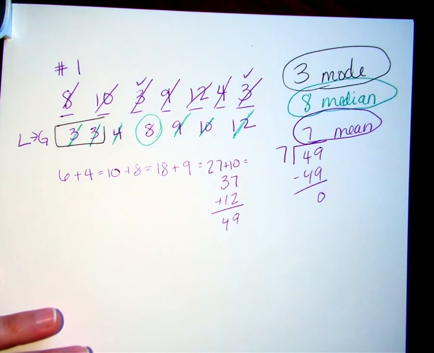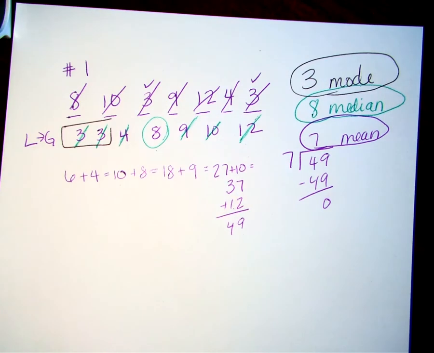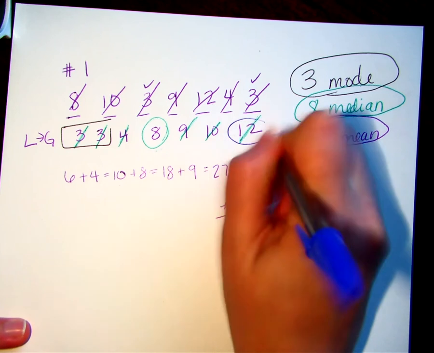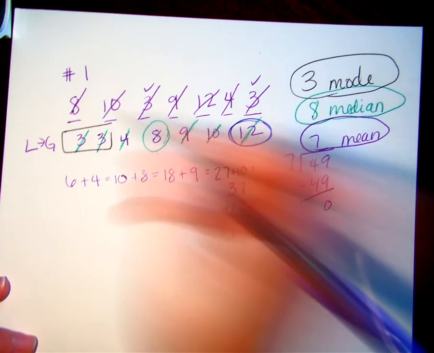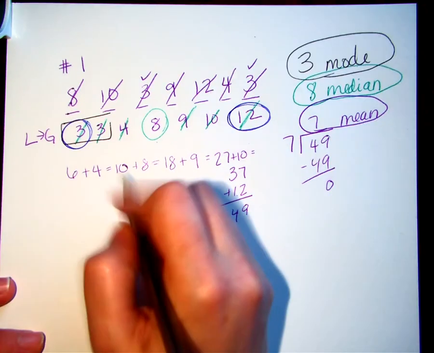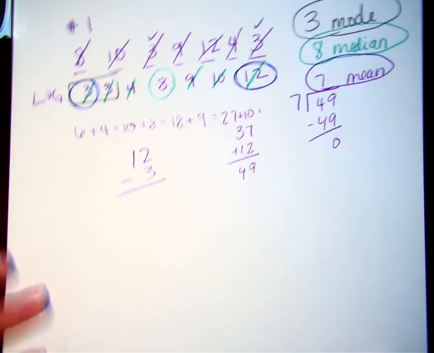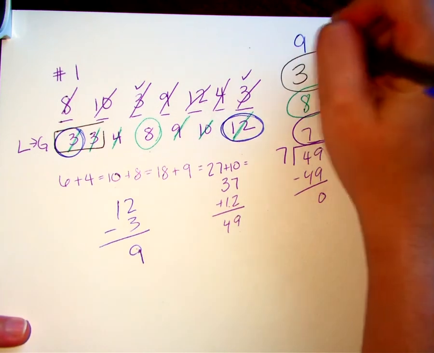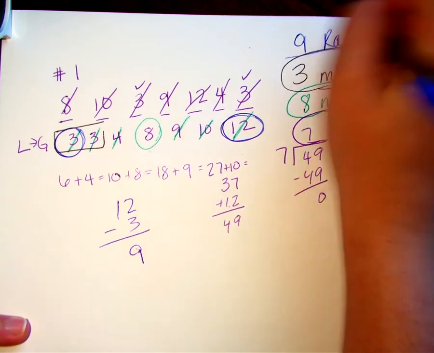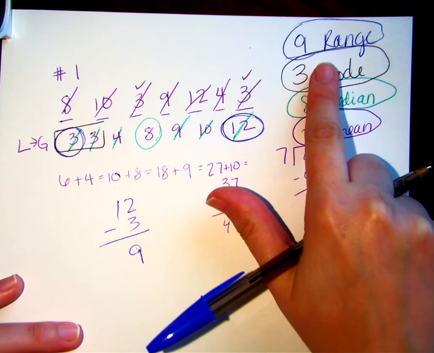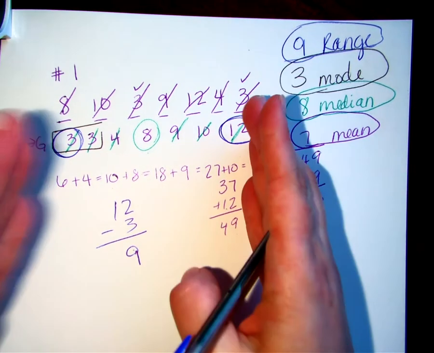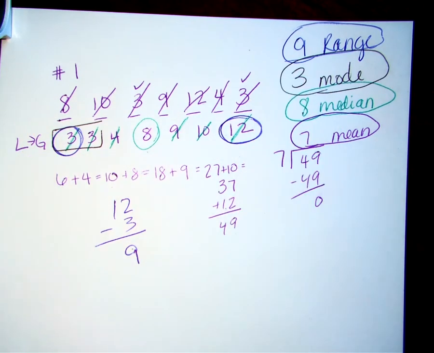The last part of it is range. Finding the range means you're going to subtract the smallest number in your data from the biggest number in your data. The biggest number is 12, and the smallest number is 3. So you just do 12 minus 3. 12 minus 3 would be 9, and that's your range. So the range of our data is 9. Our data ranges 9 units because 12 minus 3 is 9.